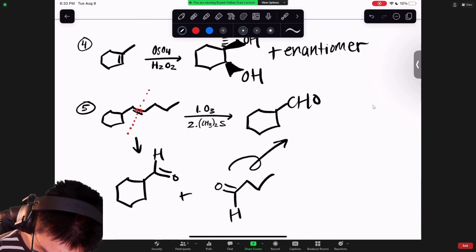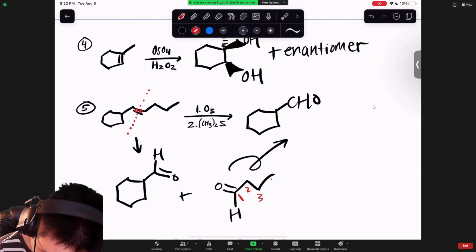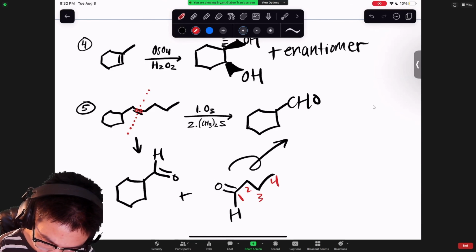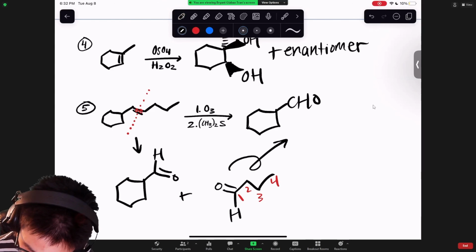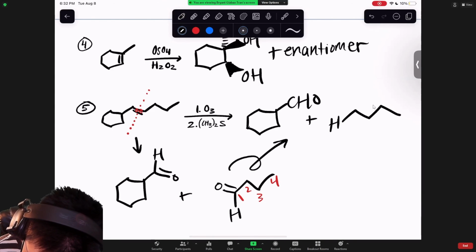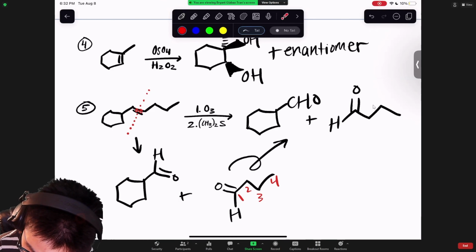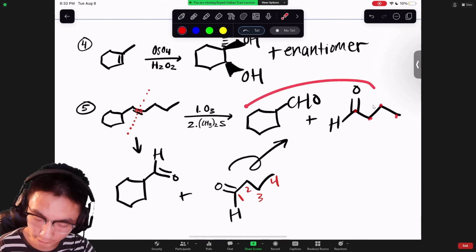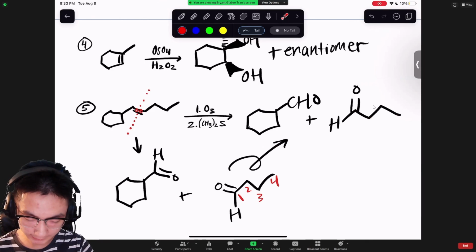and we see that we have a 1, 2, 3, 4 carbon aldehyde. So we could do that as 1, 2, 3, 4. Make sure that's 4 carbons, 1, 2, 3, 4. So these are our two final answers for this ozonolysis problem.